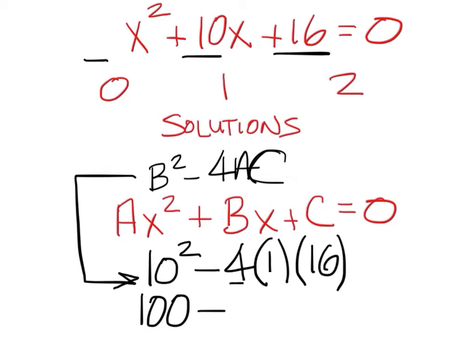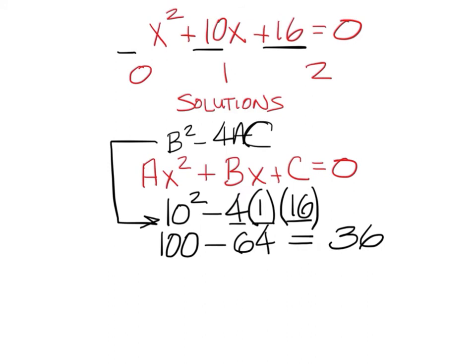100 minus 4 times 1 times 16, that's 64. 100 minus 64 is 36. So here's how I tell how many solutions I have.